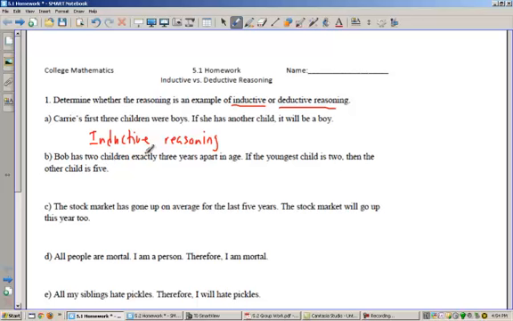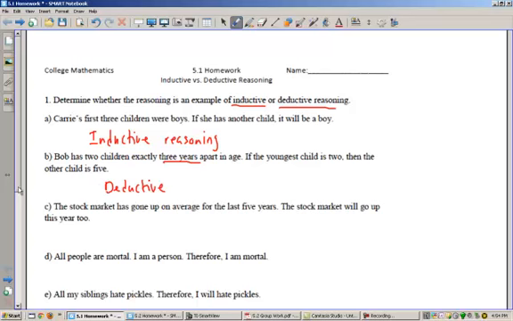So we all know that Carrie's next child could also be a girl instead of a boy. Part B says Bob has 2 children exactly 3 years apart in age. If the youngest child is 2, then the other child is 5. And so this is an example of deductive reasoning, because we're going from, in a sense, a general principle that Bob has these 2 children, and they're exactly 3 years apart. And so we know the youngest child is 2, so we can conclude that the oldest child is 3 more years added to 2, so 5 years old.